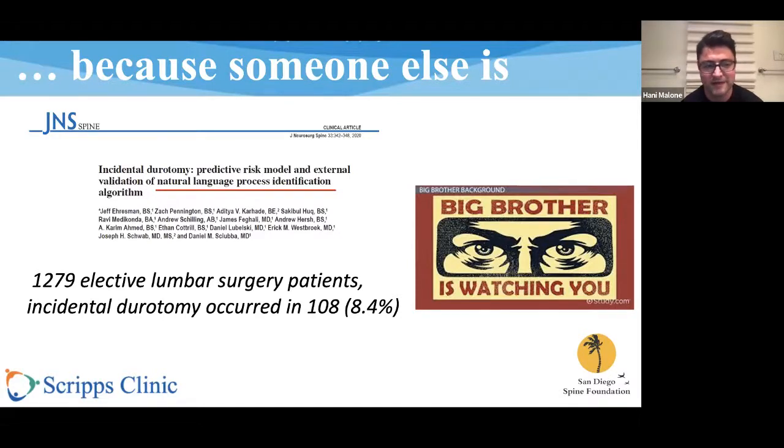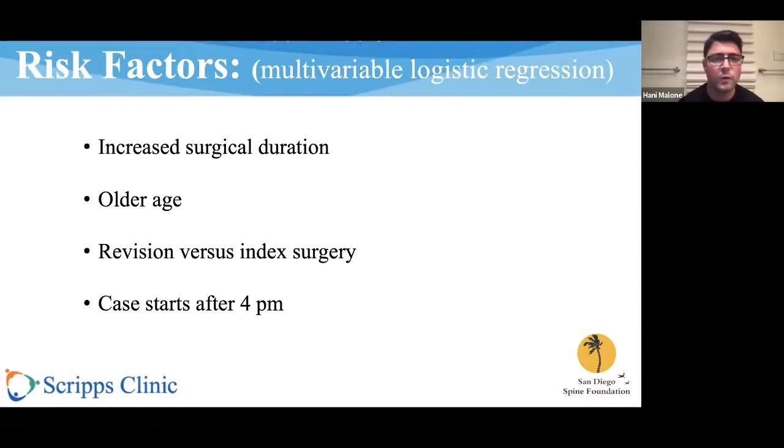They looked at over 1,000 cases, and they found, pretty similar to the British study, the incidental durotomy occurred about 8% of the time, which again seems high, but maybe that's the real number. So what were the risk factors that came out of their regression in this predictive scale? Not surprising, surgical duration. Bigger, longer surgery, more opportunity for a CSF leak, no surprise there.